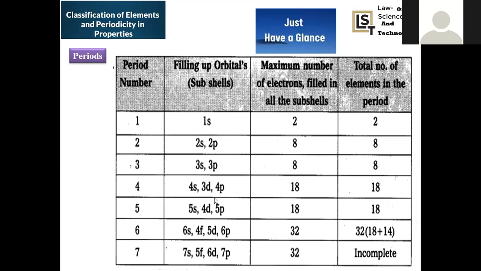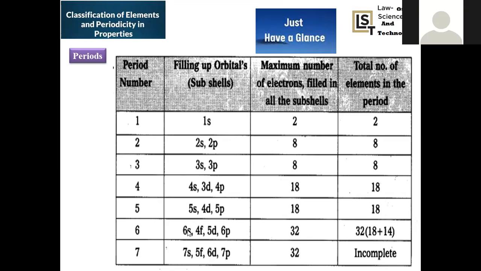In period number 4, the subshells 4s, 3d and 4p are located: s with 2, d with 10, p with 6, a total of 18 electrons maximum. 18 elements are incorporated in this period. Period number 5 has 5s, 4d and 5p. These are the subshells located with the 18 maximum capacity of electrons, and subsequently 18 elements are incorporated here.